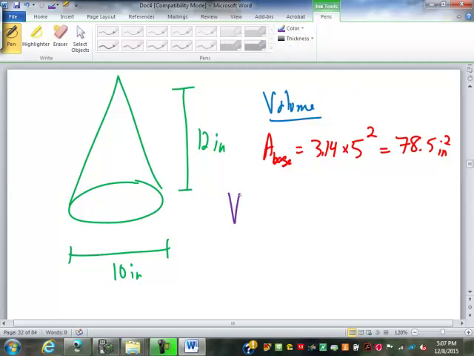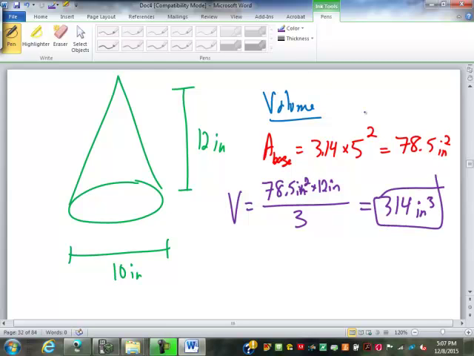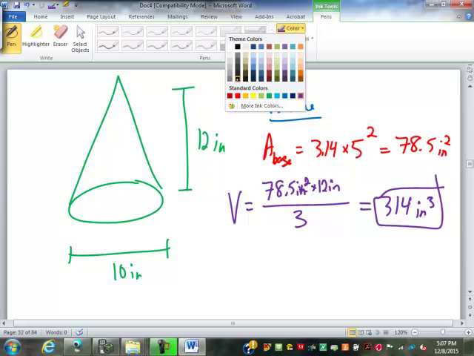So the volume itself is 78.5 inches squared times 12 inches divided by 3. Which is what, 314 inches cubed, is that correct? Okay.